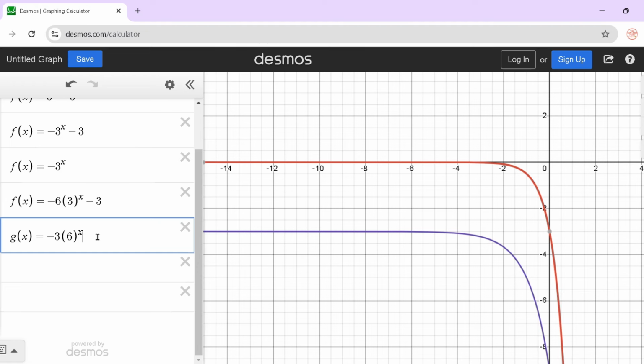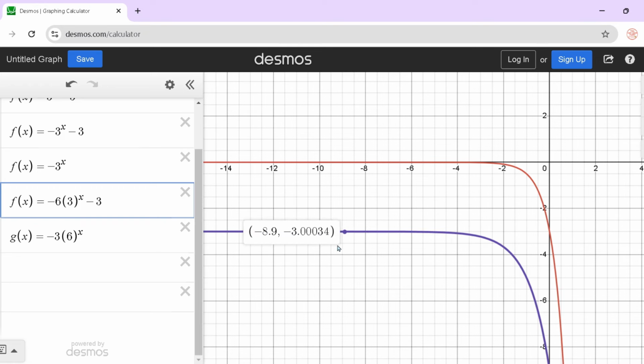And our other one, negative 6 times 3 to the power of x minus 3, is approaching negative 3 and getting closer and closer. And there, Desmos has led you astray by saying it actually is negative 3. It's not. It's a very, very small distance away from negative 3, something like negative 3.0000001. And then on the right, it's going into infinity.